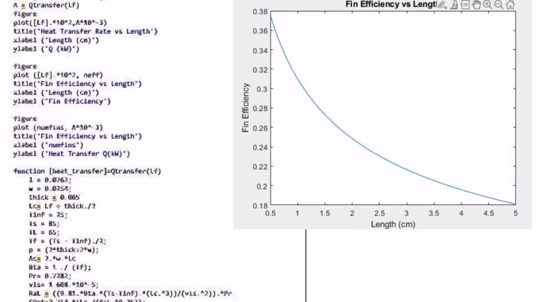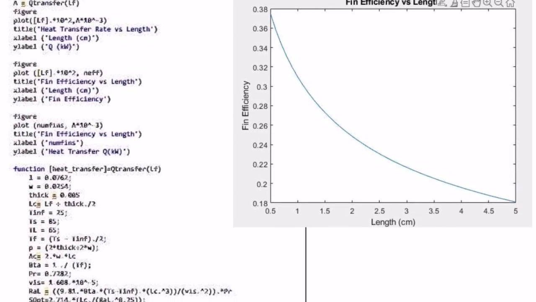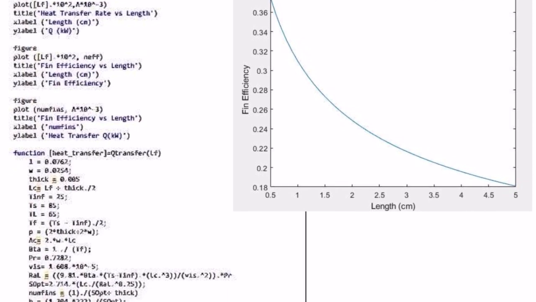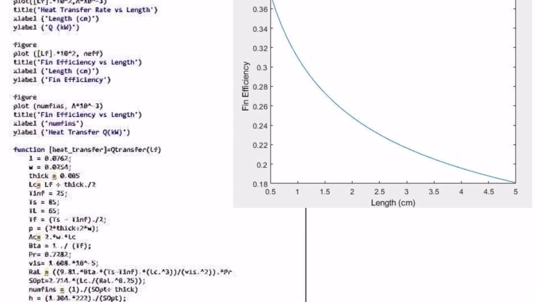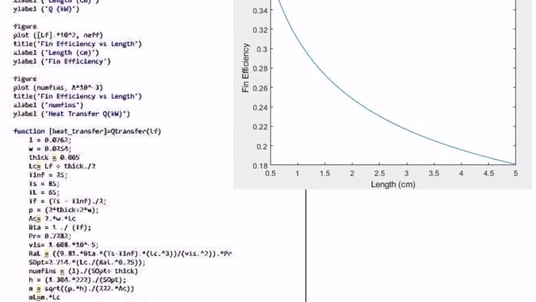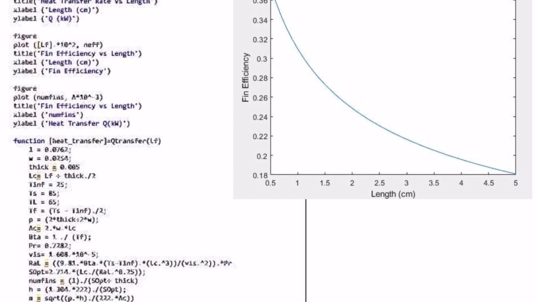Here, as I mentioned before, the input is the length of the fin. This length is an array ranging from 0.005 meters, which is just 5 millimeters, up to 5 centimeters, in increments of 1 millimeter each. After that, we are listing variables such as length, width, thickness, the surroundings, temperature of surroundings, temperature of the surface, temperature of the tip of the length of the fin, which is 65, specified by the project.